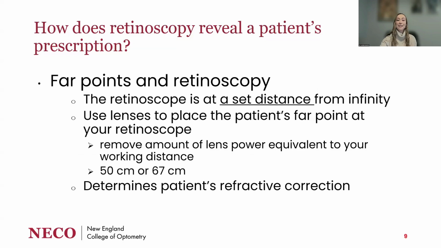Our retinoscope is at a set distance from infinity. We have to take a look at the eye's prescription, which is what we call the refractive error, and then put in lenses that we put in glasses, which is what we call the refractive correction. These lenses effectively neutralize the patient's refractive error so that light focuses at the correct spot on the retina. We use lenses to place that patient's far point at our retinoscope. Consider that you do have to remove the amount of lens power that's equivalent to our working distance, commonly 50 or 67 centimeters for most practitioners.